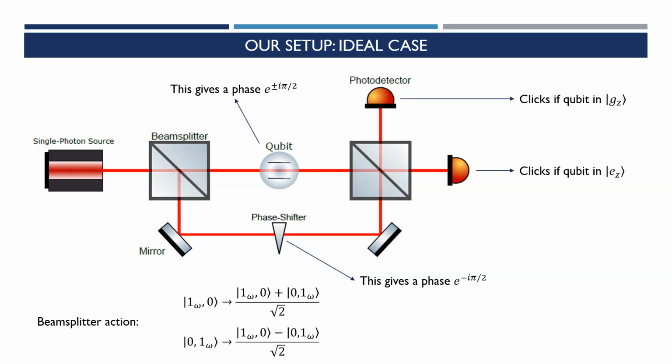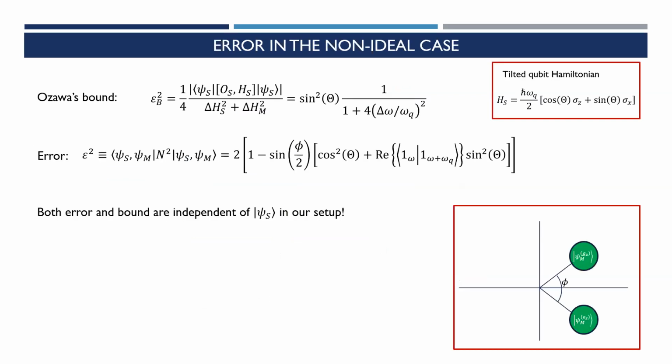Okay, so now the trick is the same. We tilt the Hamiltonian of the qubit, we study the dynamics, and we compute Ozawa's bound and the error. And we find something interesting. First, the bound becomes this formula, which is completely independent of the initial state of the qubit. So it's always the same, independently of what the state of the qubit was.